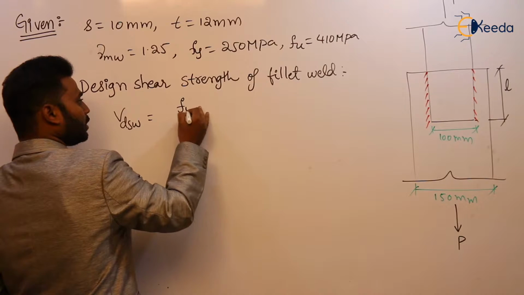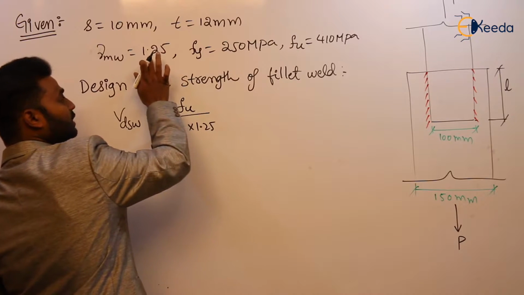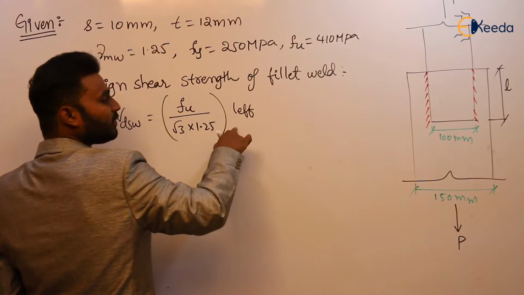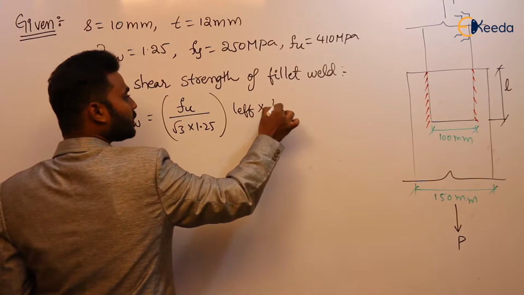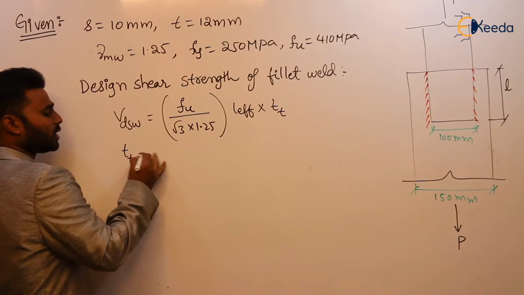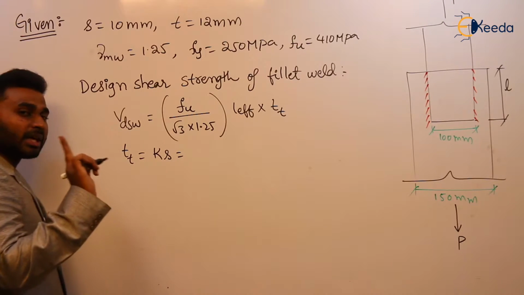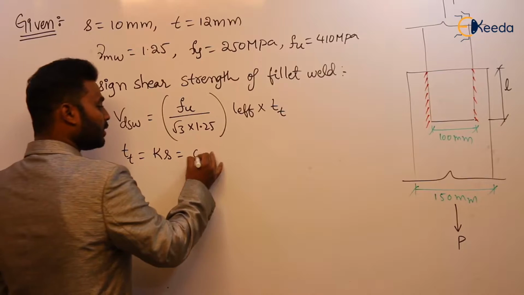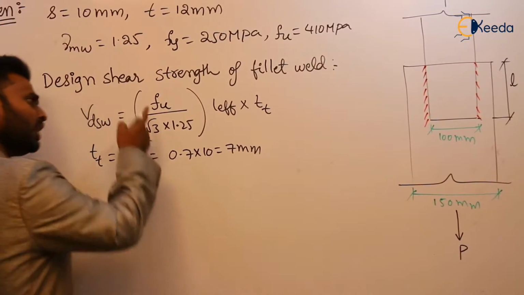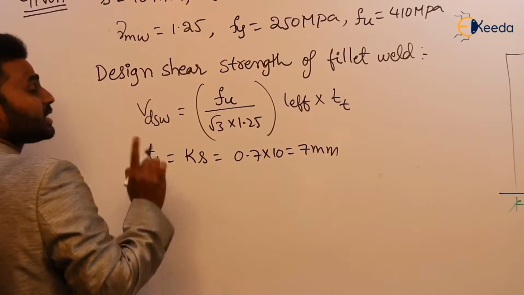So VW is permissible stress, Fu by root 3 into 1.25, because it is mentioned that it is shop weld. So 1.25 into L effective, here L effective is 2L, into throat thickness TT. Clear? Now to find the throat thickness TT: TT is KS. As nothing is mentioned about angle, take it as 0.7. So 0.7 into 10 is 7 mm. Fu is given, root 3 is given. So this is for total weld.